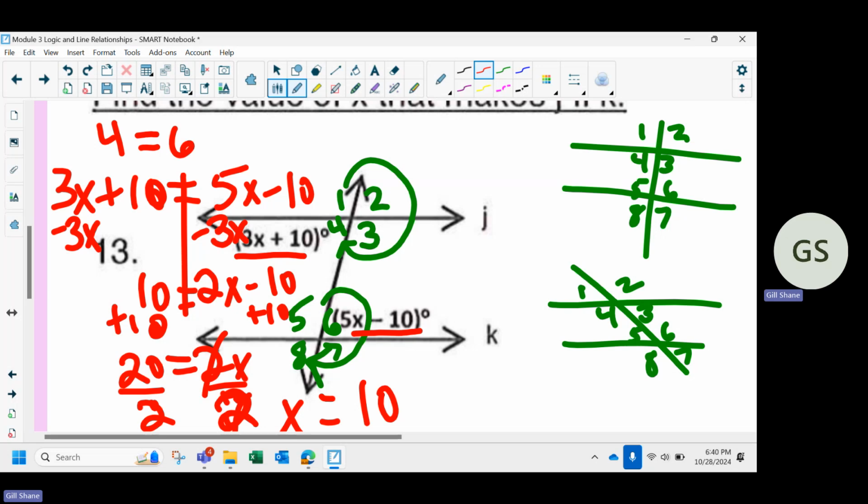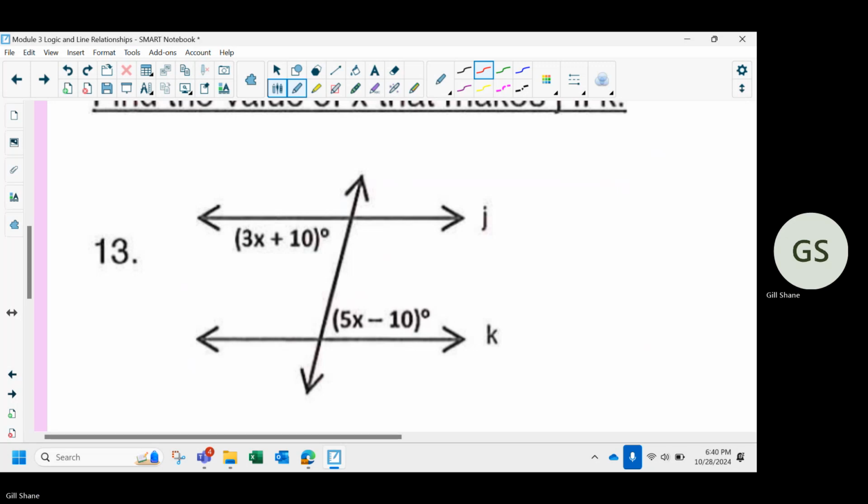Now, what I do want you to know, so again, you can pause it if you need to pause it and go back if you need to go back, because I'm going to get rid of all of that. If x is 10, which is what we just got, and you plug it back in, you get that this angle here measures 40 degrees. 3 times 10 is 30 plus 10 is 40. That means all of these skinny angles would be 40 degrees.